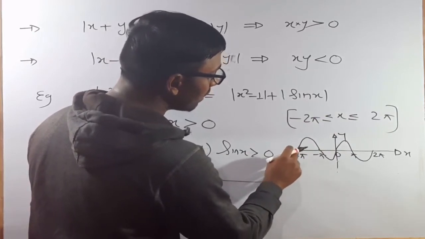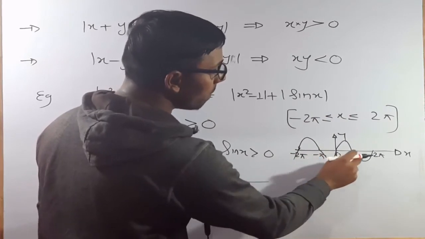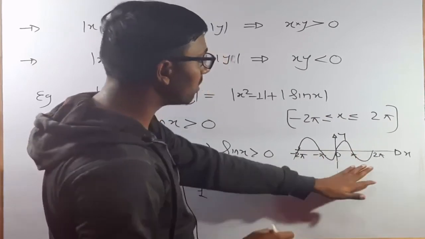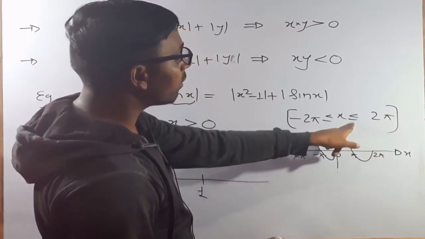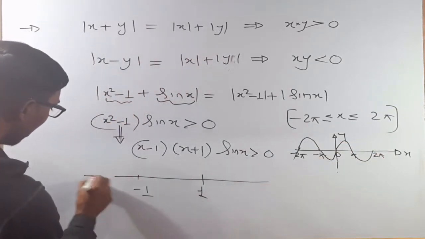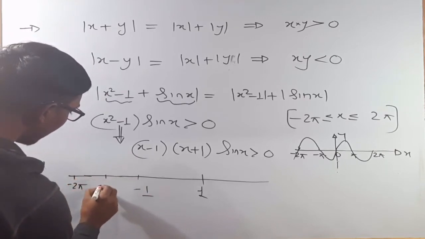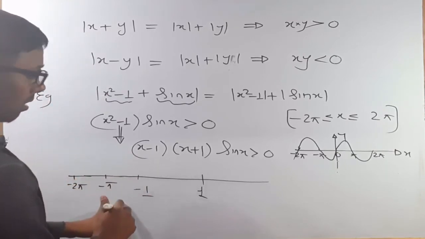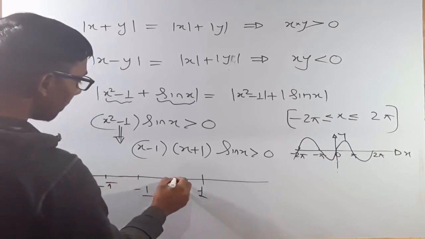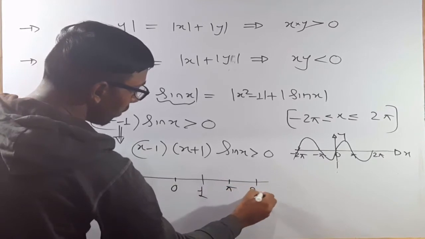So here this sine function is changing its sign at minus 2 pi, minus pi, 0, pi, 2 pi. All are the points of inversion. Okay, and here equality sign is there, so we need to lie in between other points of inversion like minus 2 pi, this is minus pi, okay, and this is minus 1, this is 0, 1, pi, 2 pi, okay.